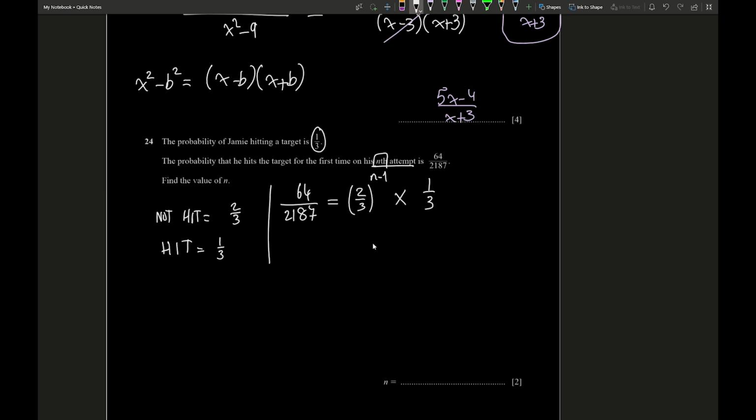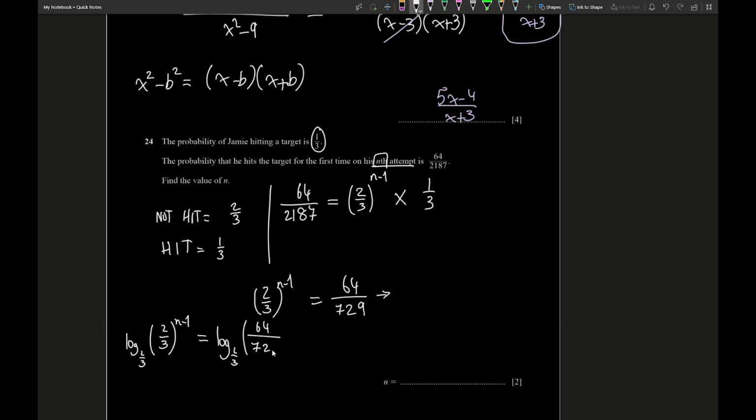To do this, you'll just multiply by 3 on both sides. So when you multiply by 3, you'll get 64 times 3 divided by 2187, which is 2 over 3 raised to the power of n minus 1 is equal to 64 divided by 729. Now to solve for n, you can just take log base 2 over 3 on both sides. So log base 2 over 3 of 2 over 3 raised to the power of n minus 1 is equal to log base 2 over 3 of 64 divided by 729.